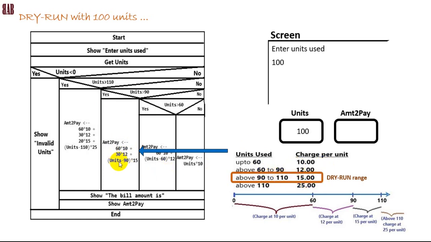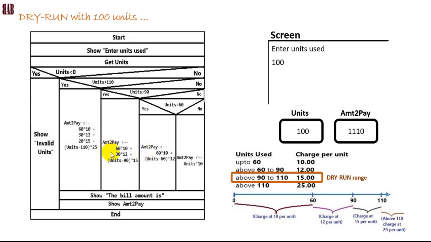So the additional will be units minus 90. So units is 100, 100 minus 90 is 10. So the balance 10 will be calculated at 15. So this calculation happens. As you can see, when you put 100, we are not calculating all 100 by any one of these. We are calculating the first 60 by 10, then the balance 30, that is from 60 to 90, which is 30 by 12, and then the balance after that, which is another 10 by 15.